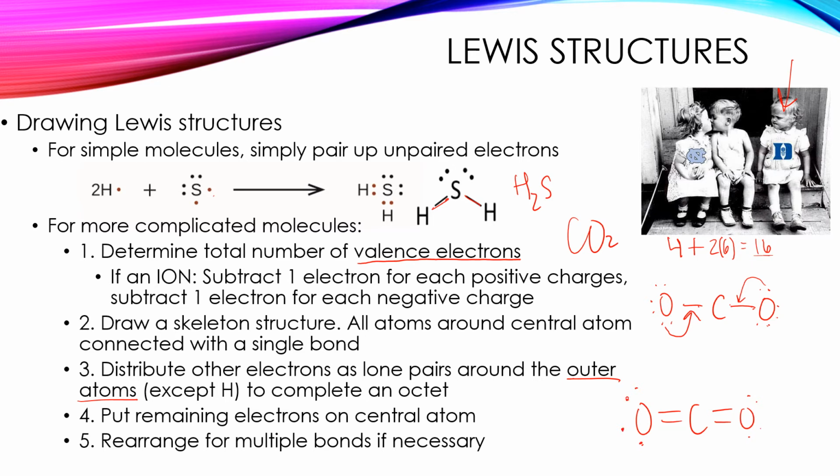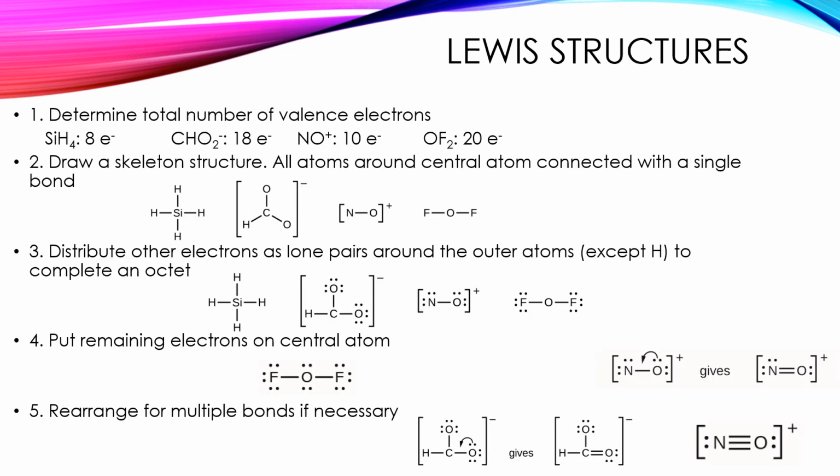Oxygen has 8, carbon has 8, and this oxygen has 8. So this would be my overall Lewis structure for carbon dioxide. On this next slide, you can see that I use these 4 examples to go through all of the steps, counting up the total number of valence electrons, connecting them with a single bond for a skeleton structure, distributing all other electrons as lone pairs on the outer atoms, putting any remaining ones on the center atom, and rearranging if necessary to have multiple bonds to complete any octets.